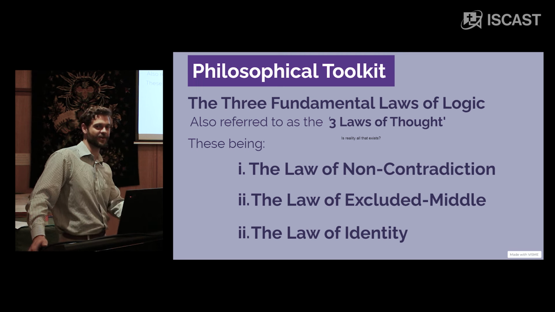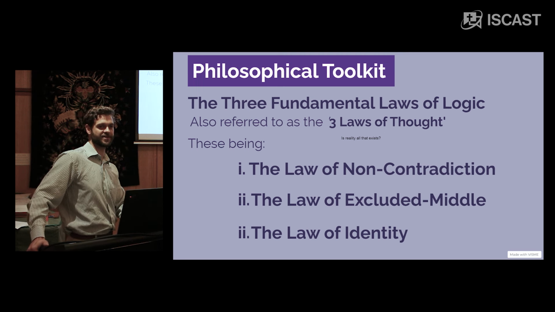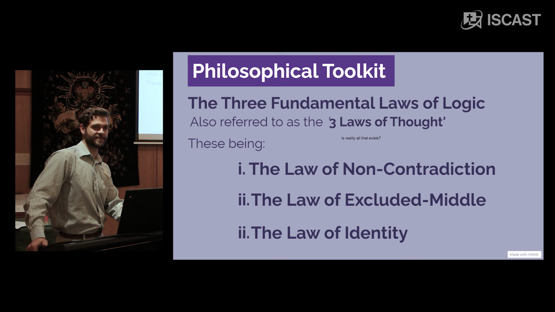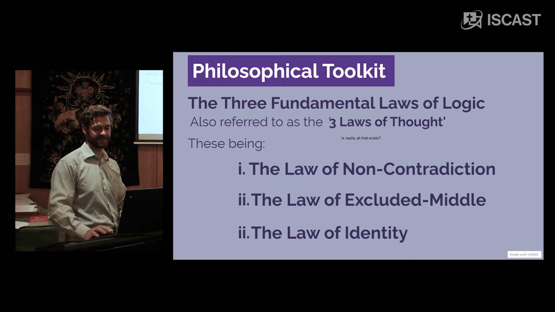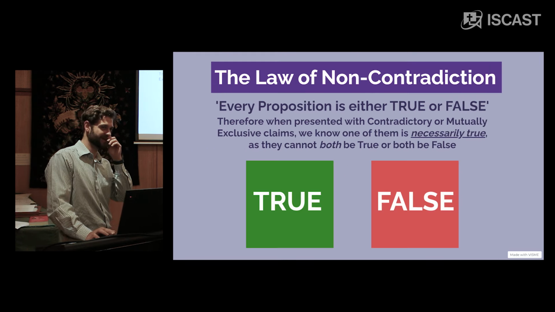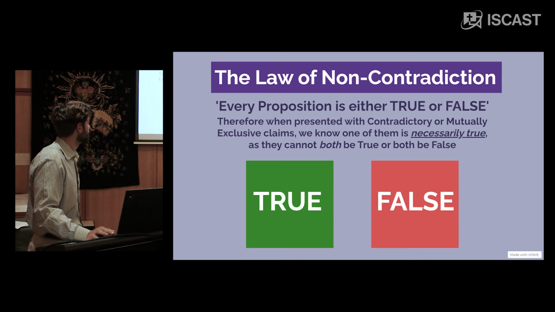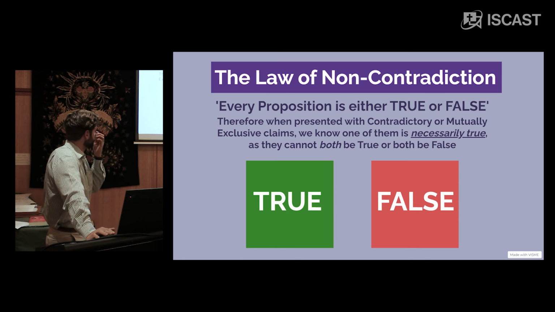They sort of undergird all of our language and all of our math and all of our computers, and they're just sitting there in the background. I think it's worthwhile understanding them. So the first one is the law of non-contradiction, which is every proposition is either true or false. Okay?